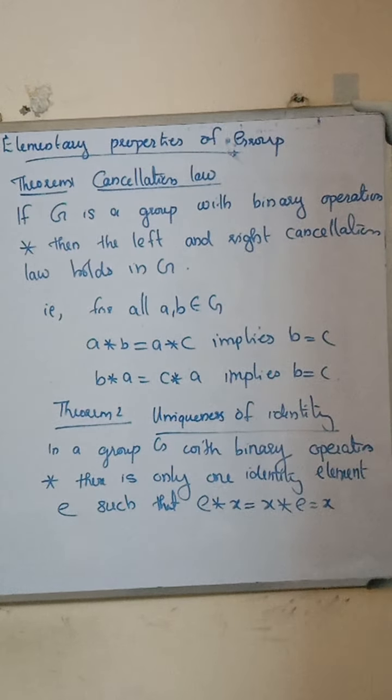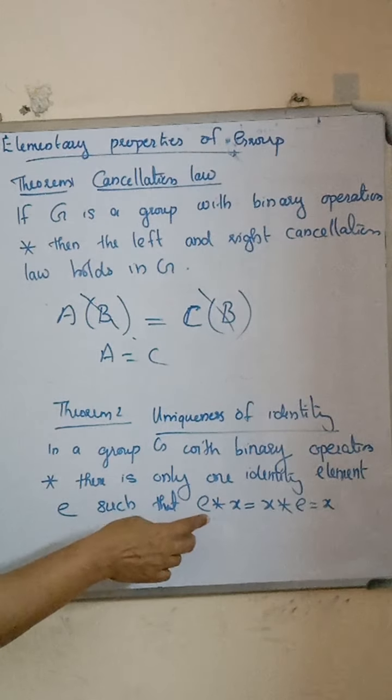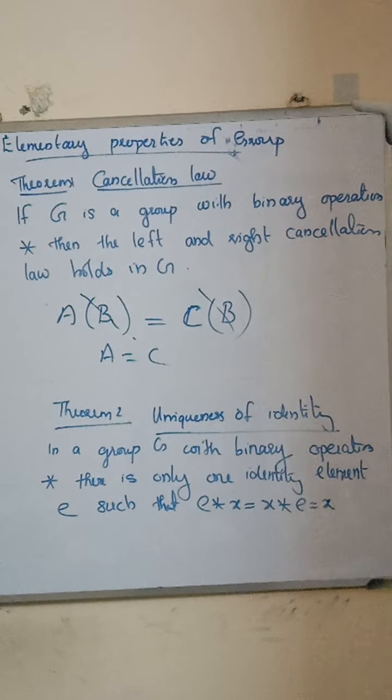Next theorem, uniqueness of identity. In a group G with a binary operation star, there is only one identity element E such that E star X equals X star E equals X. That is, in a group where an identity element exists, that identity element is unique. We couldn't find another identity element. For example, if the identity element is E, suppose there is another identity element E1, then E1 star X equals X star E1 equals X.